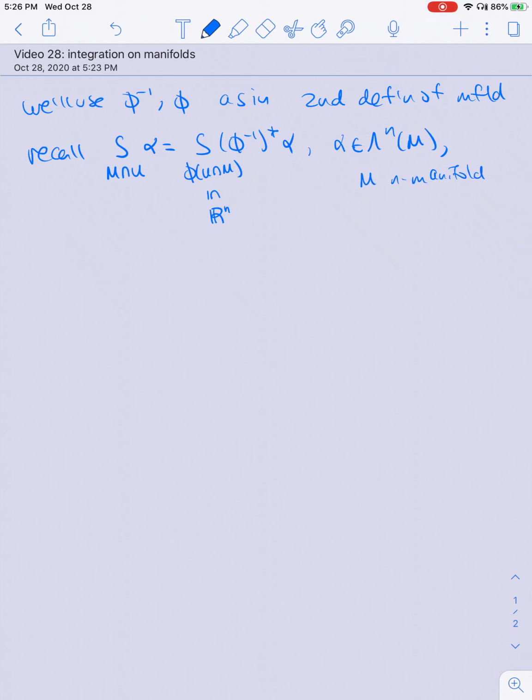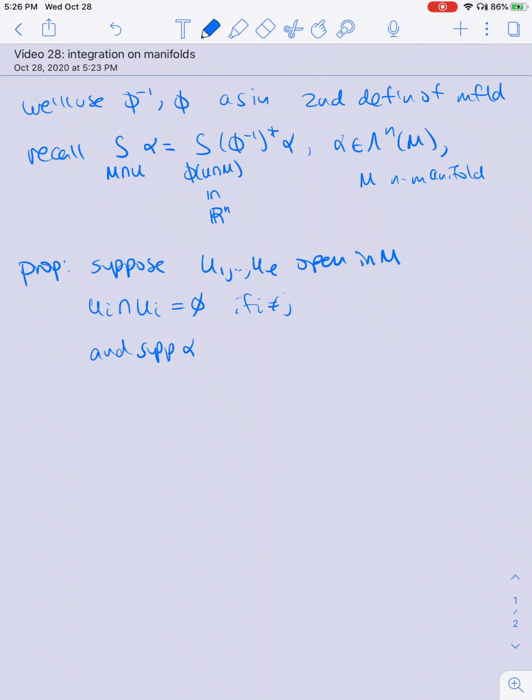So what if M isn't covered by a single coordinate chart? Or if M can be mostly covered by a single coordinate chart, but not completely. This is the way we're going to deal with that. Suppose U1 through UL are open sets in M, where Ui intersect Uj is equal to the empty set if i is not equal to j, so they don't overlap. And the support of alpha is contained in the union of the closures of the Ui.